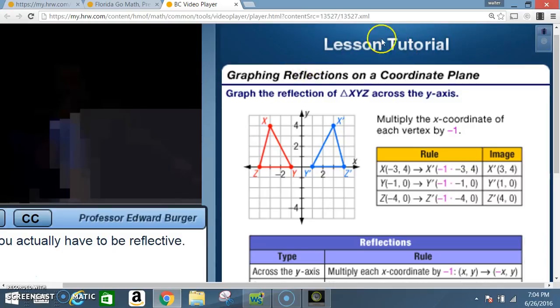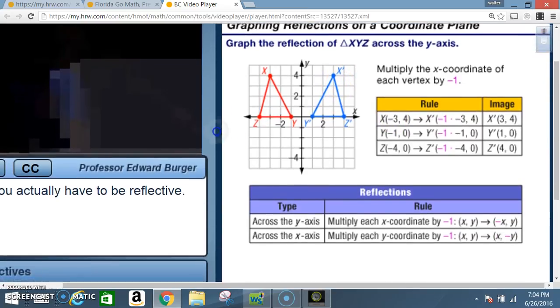All right, let's take a quick gander at the lesson tutorial, just to be sure we have down the basic concepts. Graphing reflections on a coordinate plane. Graph the reflection of triangle XYZ across the y-axis. So we're going to reflect triangle XYZ across the y-axis. And our general rule is to multiply the x-coordinate by -1. So for each of the coordinates here, we're going to multiply the x-coordinate by -1, and then that will give us our new position.